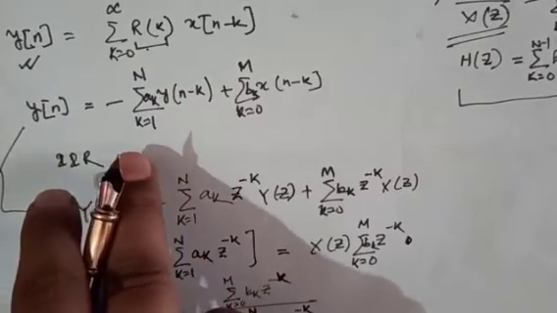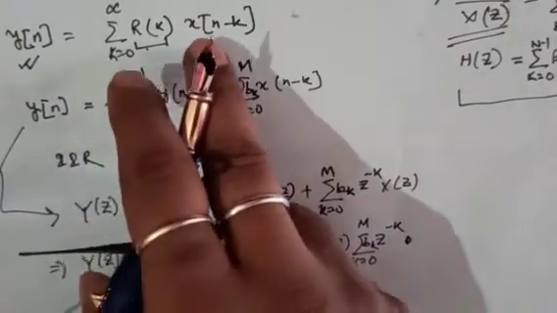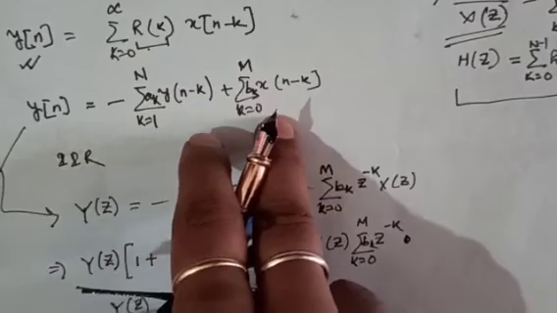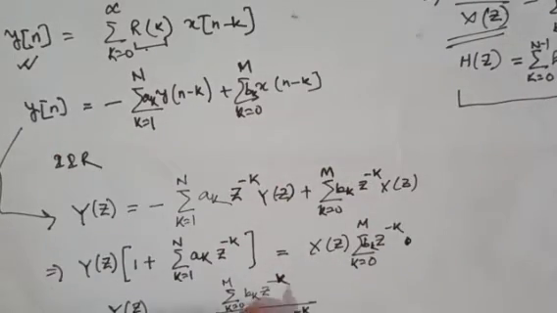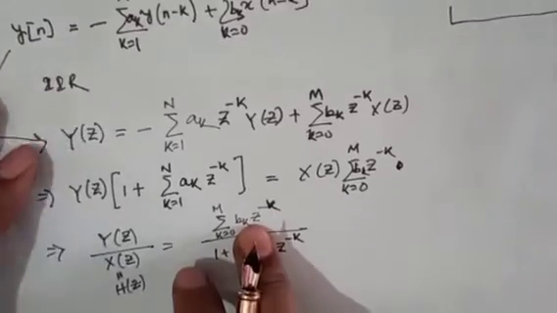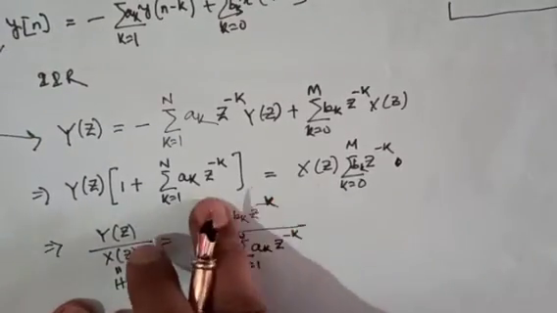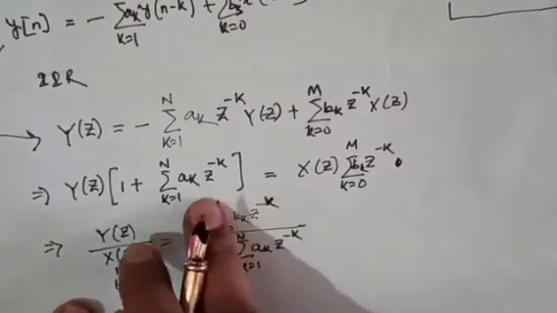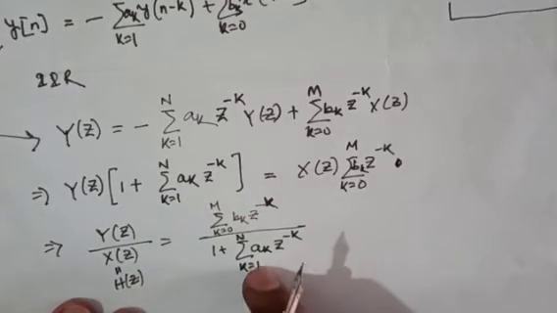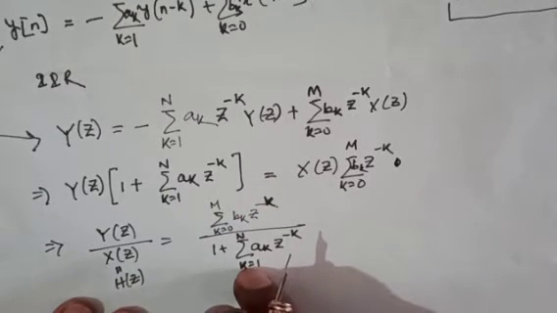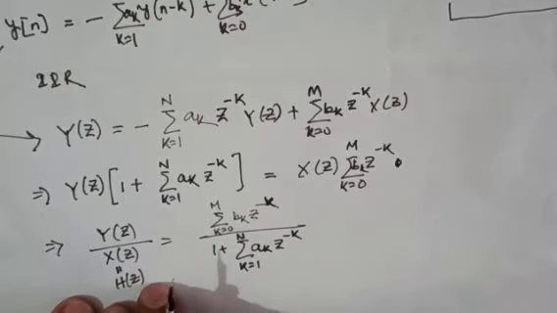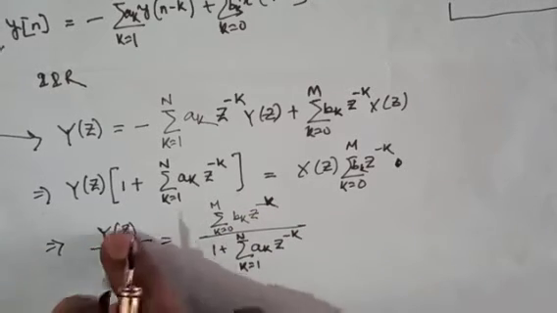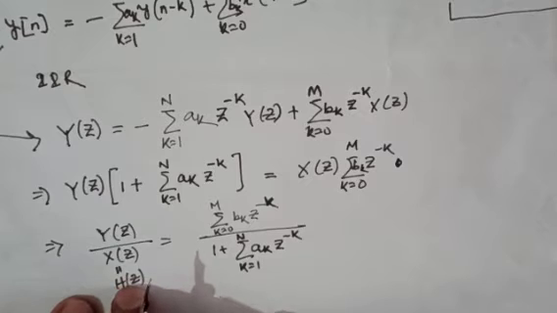So for any Nth order system, the same infinite sum can be written like this. Now if we look at the z transform, it is a numerator polynomial, and this is also a polynomial. So this numerator polynomial is divided by the denominator polynomial. So this is H(z), and if you take the inverse z transform of this, you will get h of n.